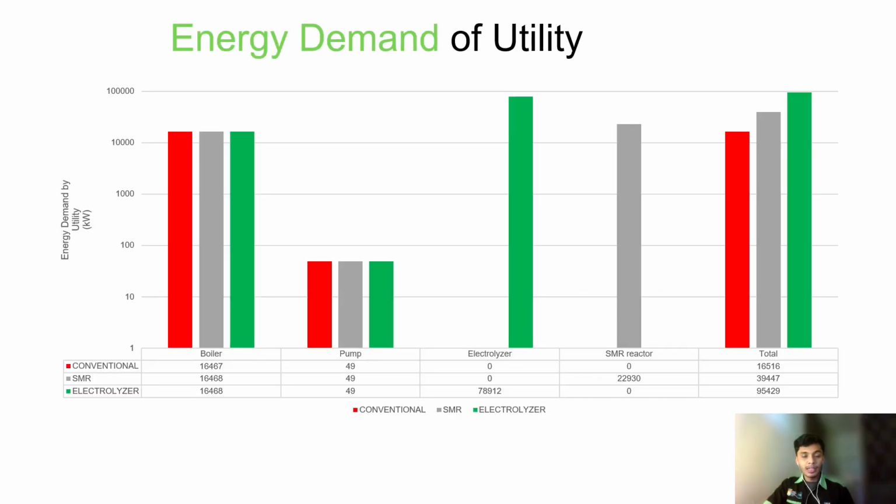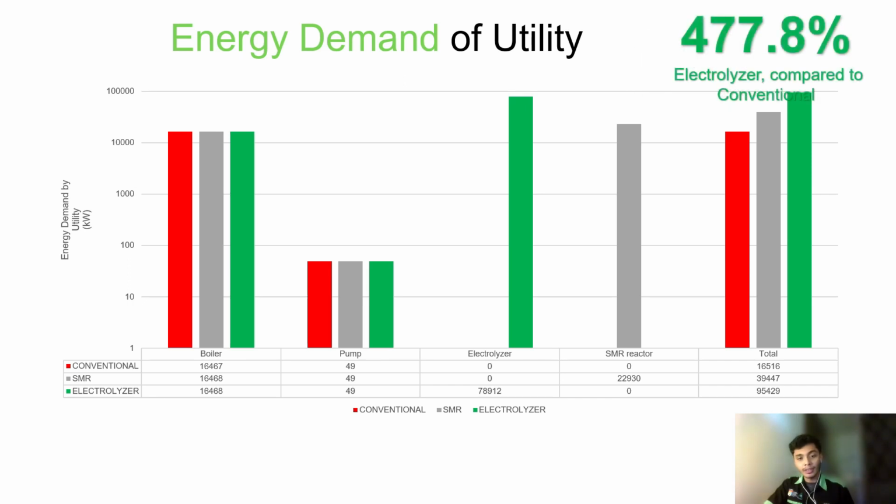In this study, energy demand is only considered for electrically and fluid-heated utility and fuel production. This consists of boiler, pumps, electrolyzer, and SMR reactor. Our simulation concluded that the SMR method requires a 138% increase in energy demand, while the electrolysis method requires a 477.8% increase in energy demand compared to the conventional method.